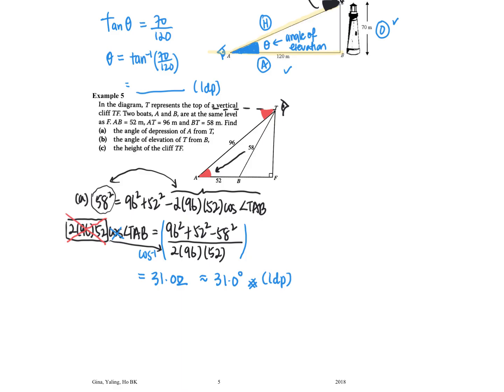They will tell you they are looking up to T, so you must be here, looking up to T. From the horizontal line, look up to T. It must be in the same direction as where T is, so it must be acute. What's the answer for TBF? 58.5, 1 dp.